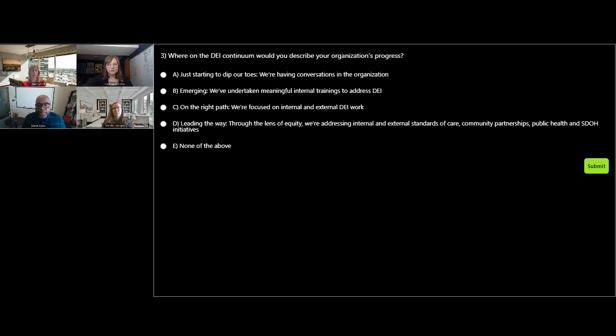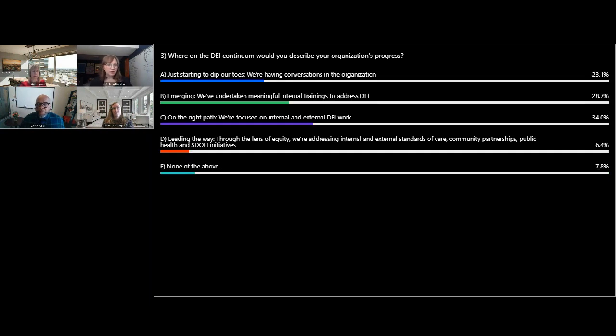Okay, Colleen, here are the results. So we've got a pretty even spread, with On the Right Path as the leader here. We've got a minority saying we're leading the way, and that's not a surprise. It's probably organizations that had been leading the way before 2020, right? A lot of our clients just started really investing in DEI a couple of years ago, and so we're seeing a lot of organizations just really trying to feel their way recently. So thank you all for sharing this. This is a really insightful question.